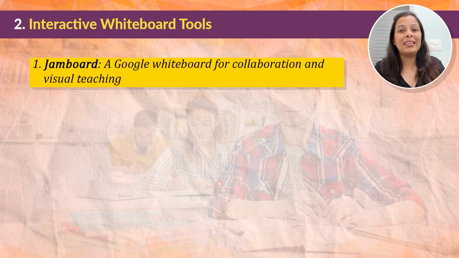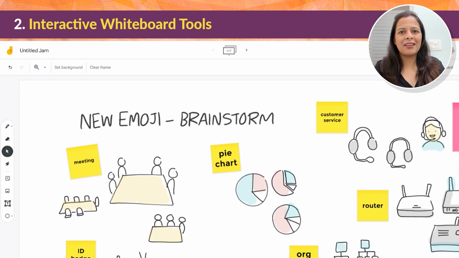So the first one is Jamboard. It's a Google interactive whiteboard designed for brainstorming, collaboration, and visual teaching. Basically, if you ever open the website of Jamboard, you will see that when you click on create a new Jamboard, it's going to make your screen go white, just like a whiteboard. You can type in everything. You can also, if you are on a Zoom call, give access to the other person who is there with you on the Zoom call to collaborate. Meanwhile, you are writing something.